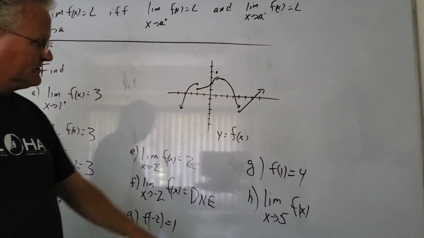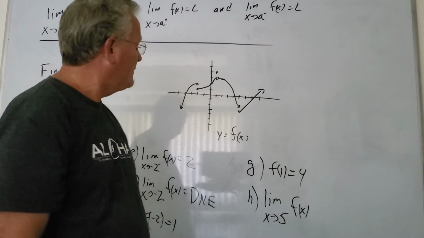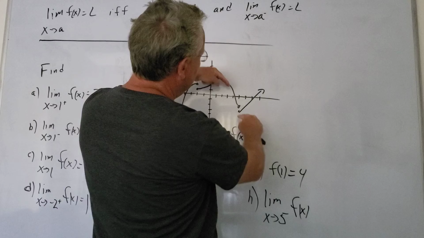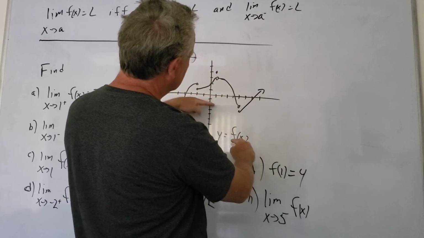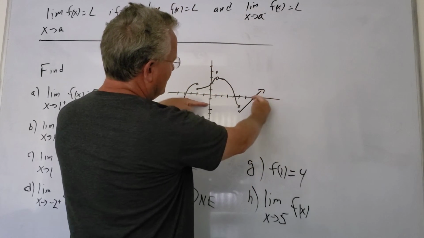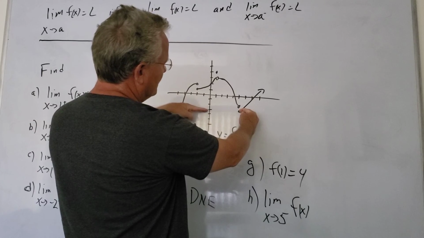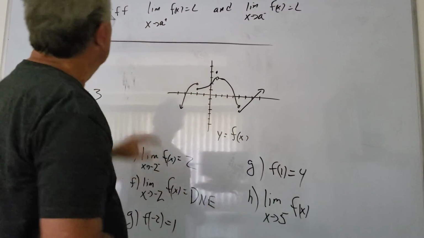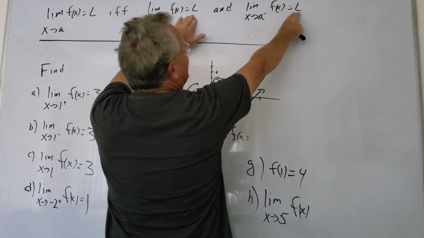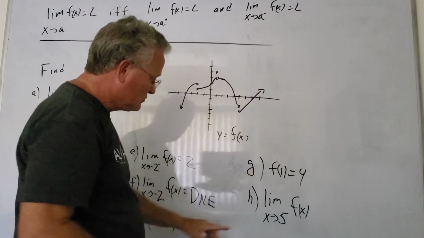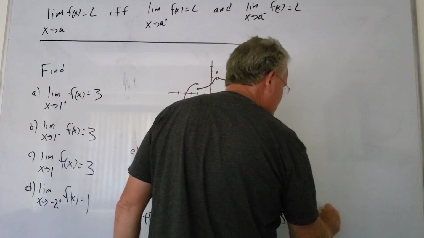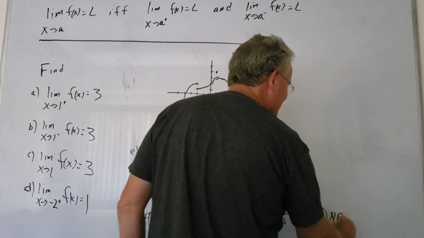And last, what is the limit as we approach 5? Well, where's 5? 1, 2, 3, 4, 5. As we come in from the left, it looks like we're going to be at -2. When we come in from the right, it looks like we're going to be at -3. These are different values. And when the limit from the right and left are different, the actual limit as we approach 5 does not exist. So this limit is DNE. It does not exist.